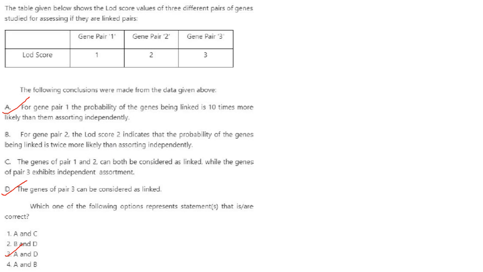Now C. The gene pair 1 and 2 can both be considered as linked while the gene pair 3 exhibits independent assortment. Pair 3 also shows linkage only, its LOD score value is positive. Positive LOD score value means it shows linkage. Now D. The genes of pair 3 can be considered as linked. That is also correct. Now which one of the following options represents the statements that are correct? It is option 3, A and D.